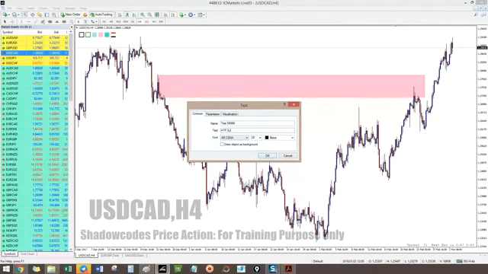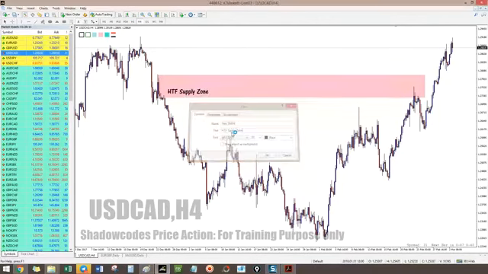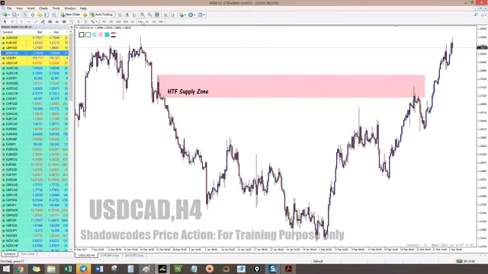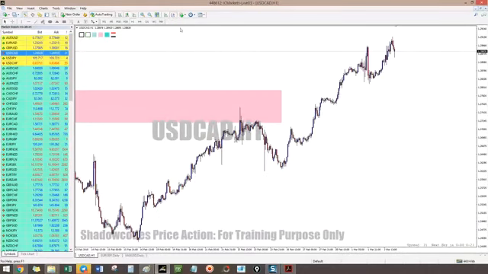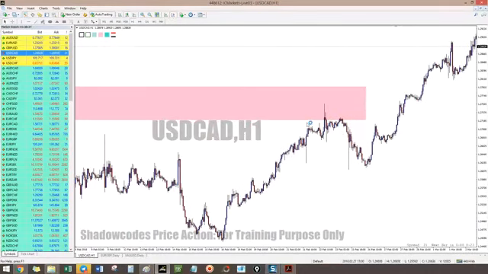HTF supply zone. Okay, and then I want to enter here. All right. So let's see. Okay, so over here, if I want to enter here, I have a low, a high, low, high, high, no lower low, I think. No, over here got a lower low.